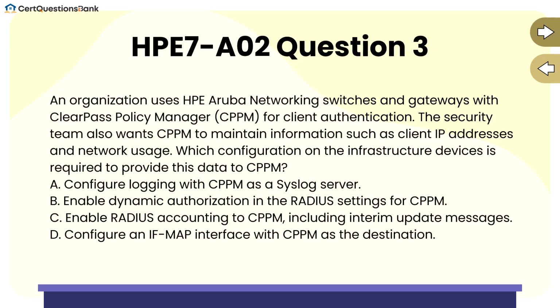A. Configure logging with CPPM as a syslog server. B. Enable dynamic authorization in the RADIUS settings for CPPM. C. Enable RADIUS accounting to CPPM, including interim update messages. D. Configure an IF-MAP interface with CPPM as the destination.